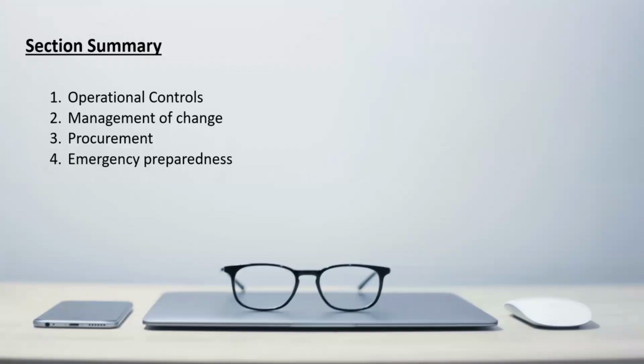So guys, in this section, we discussed about the do part of PDCA cycle, which is about applying operational controls in all the activities that are being performed within an organization. We also discussed about change management and emergency preparedness as well. In the next section, we will move towards the C part of PDCA cycle, which is the check part, and in terms of ISO 45001, it is known as clause number 9, performance evaluation.